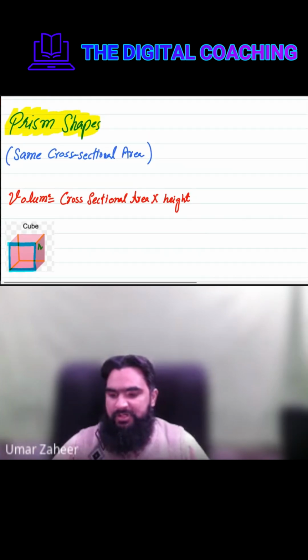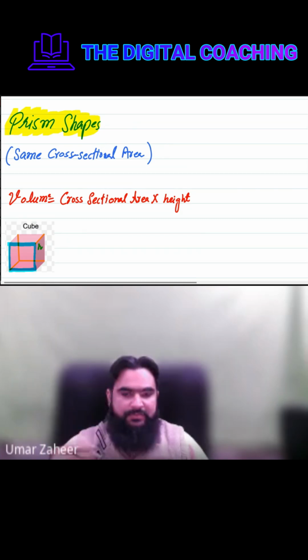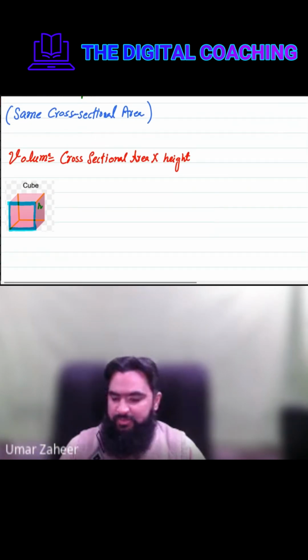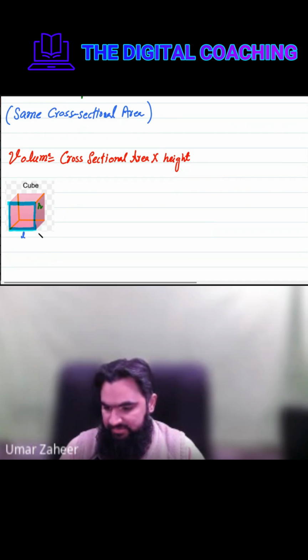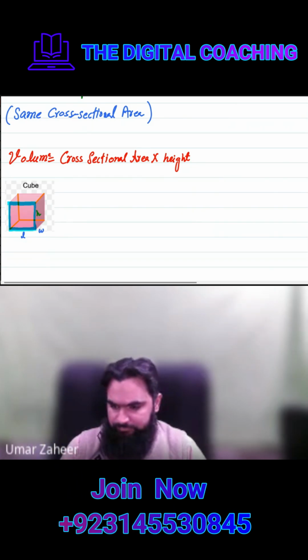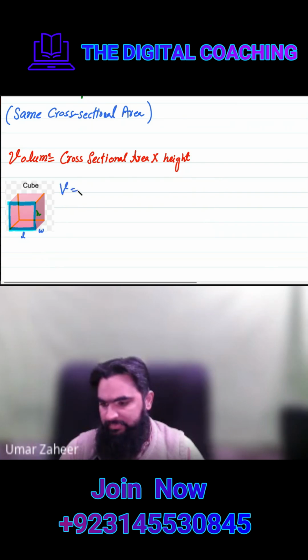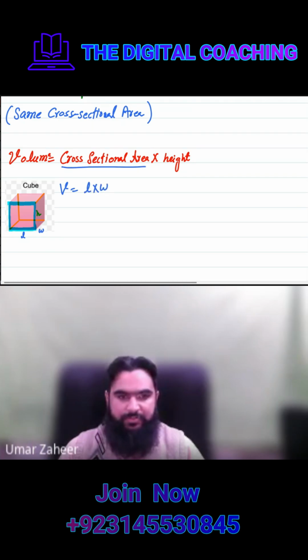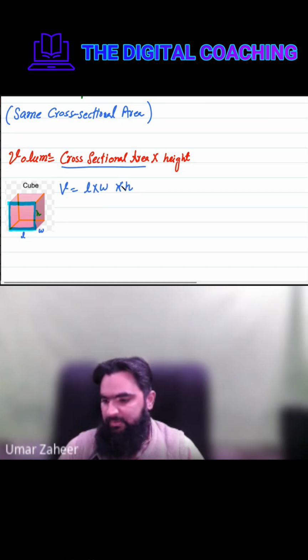This type of shape is known as a prism shape. In this one, if you need to find the volume of the shape, you just have to multiply the cross-sectional area by height. And in this one, the cross-sectional area is, let's say, the length and the width, and then the height. So the cross-sectional area is length multiplied by width because it is a square, and obviously length and width are the same, multiplied by height. They are the same, so you can write it as L squared as well.